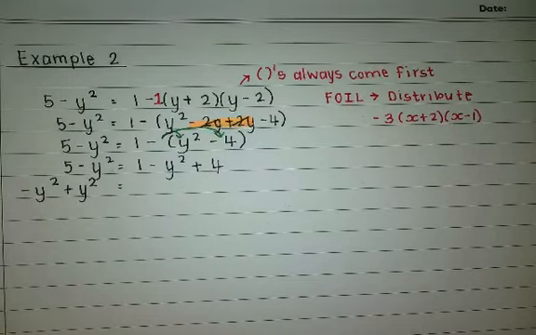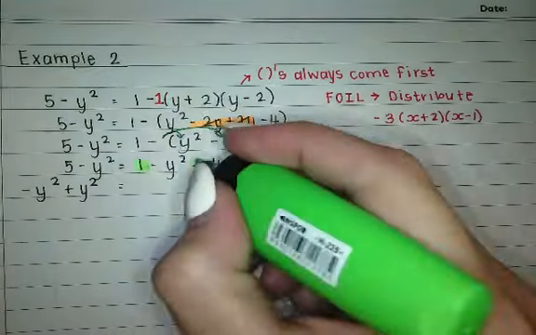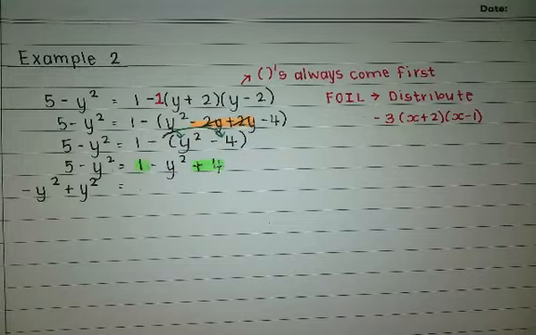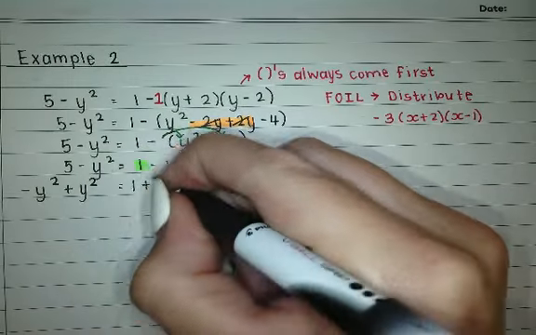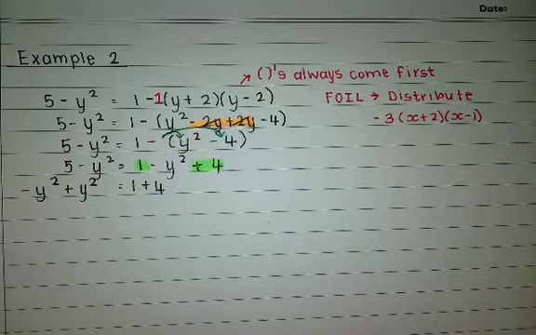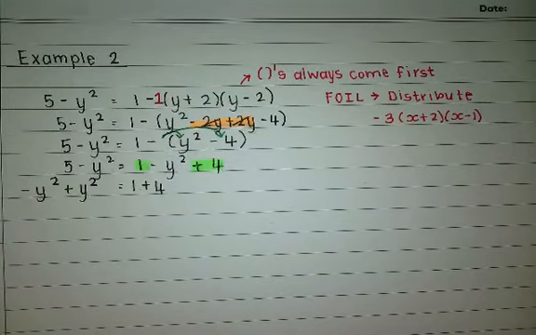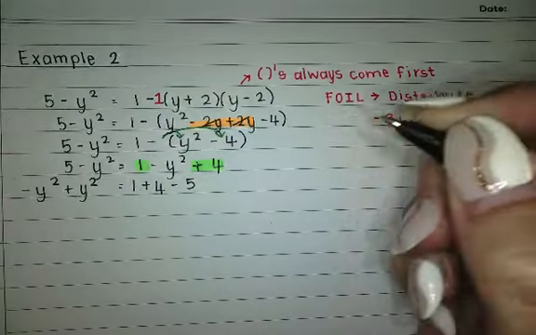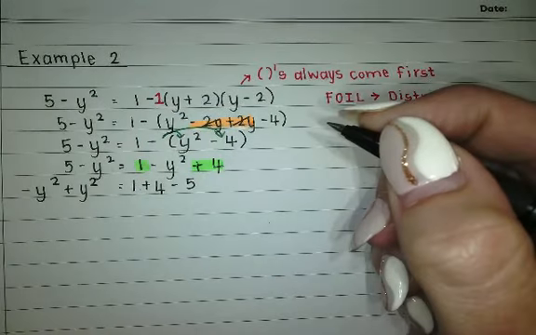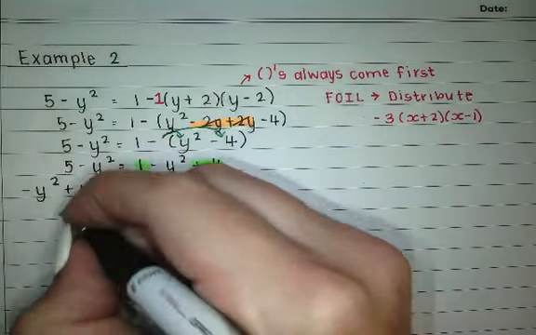What is already on the right-hand side? 1 plus 4. So I'm going to have 1 plus 4. And then what joins the 1 plus 4 is the 5 that's on the left. We bring it over and it becomes a negative 5. Negative y squared plus y squared, they cancel, it's 0.